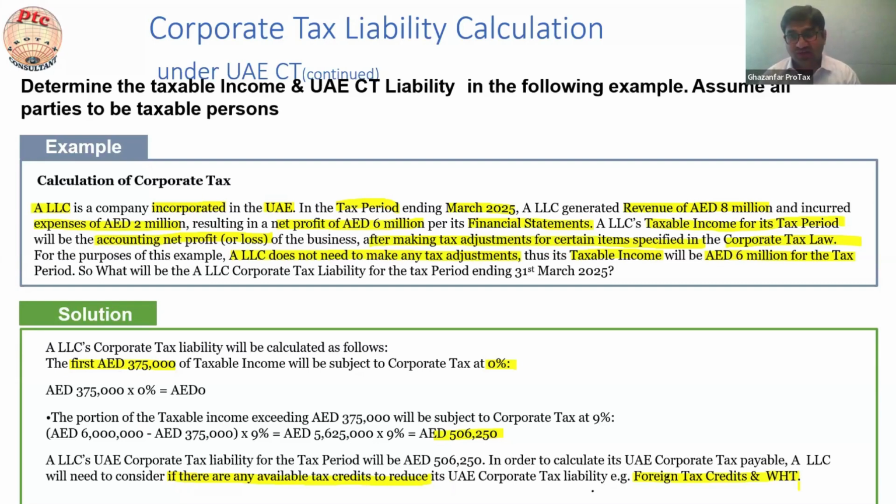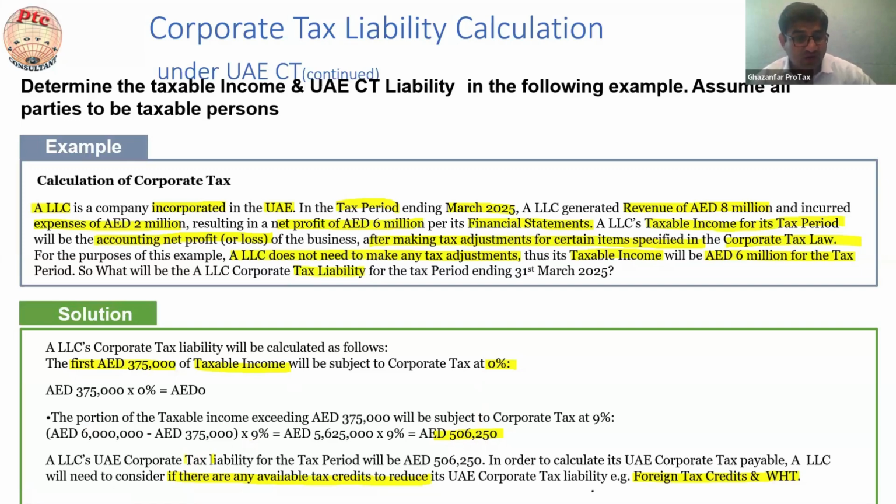In the UAE, the company is a registered company, a resident company in the UAE. They are a taxable person in the UAE. I'm using multiple terms to explain to you, but they are all the same, just different names we are familiar with. So corporate tax liability will be calculated based on the taxable income, and from taxable income, we will have the tax liability.